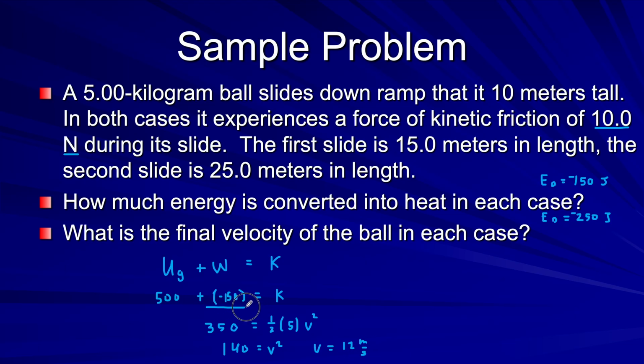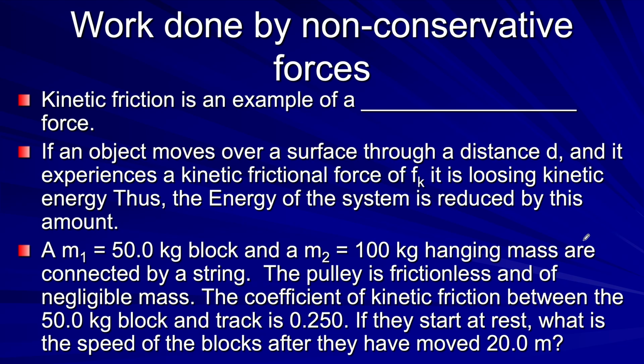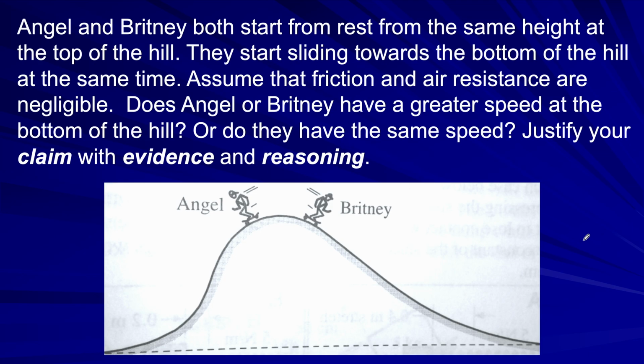The thing that's going to change for your second one is the amount of energy lost. It'll be 250 in the second case. Kinetic friction, then, is an example of a non-conservative force. And you can work out, and I've got a couple of sample problems here. We've already done one like this, so I'm going to skip this one.